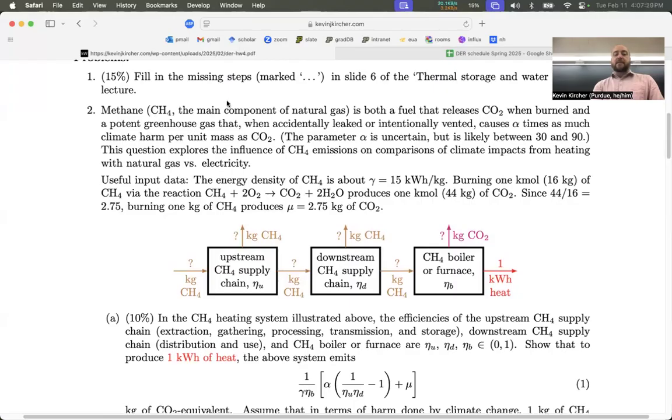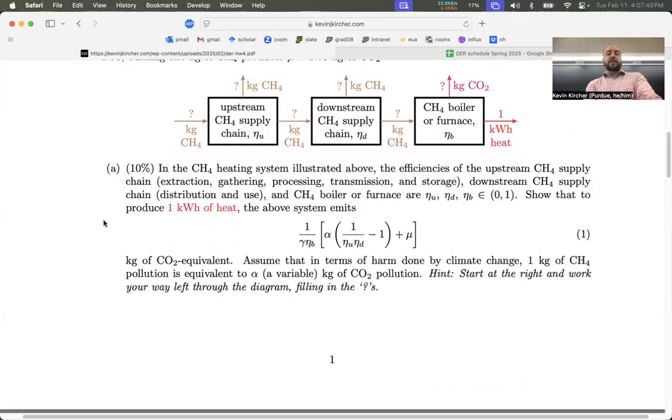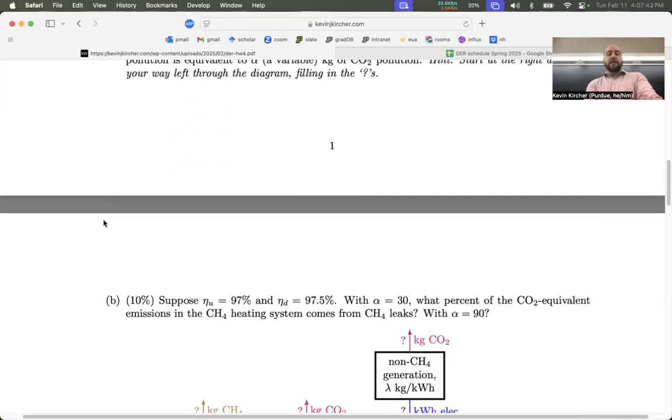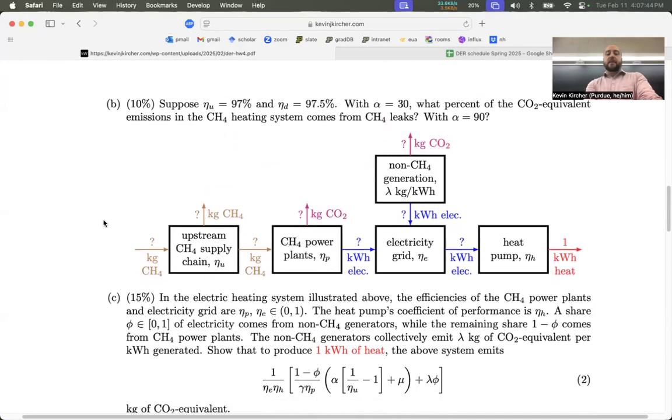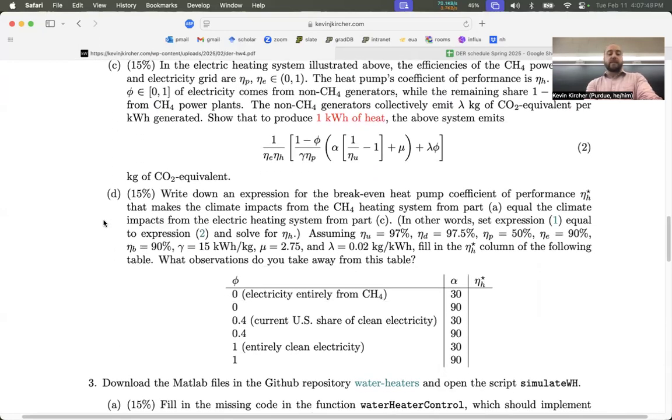And methane is actually a very potent greenhouse gas, so much more potent than CO2 in terms of its warming effect. So there are simple comparisons that you can do where you neglect the methane emissions from natural gas infrastructure. But if you take into account the methane emissions, then the comparison actually changes quite significantly. So this question walks you through how to model gas heating systems, electric heating systems, and then through some comparisons of the two.